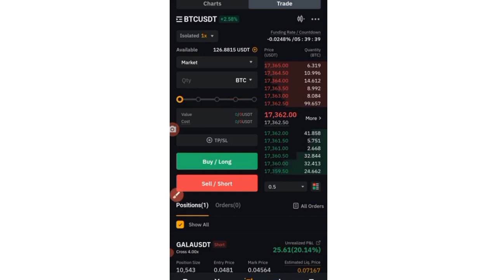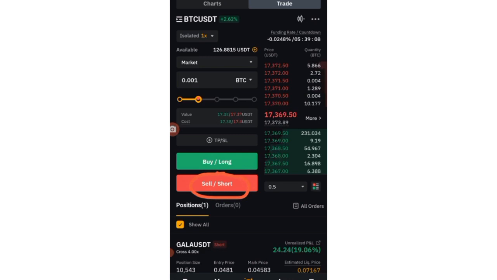So let's say we have 126. As I'm increasing it, you can see the value is changing. That will determine how much I want to use to buy. After doing that, I can decide to use the buy button if I want to long, or I use the sell or short button if I want to short.